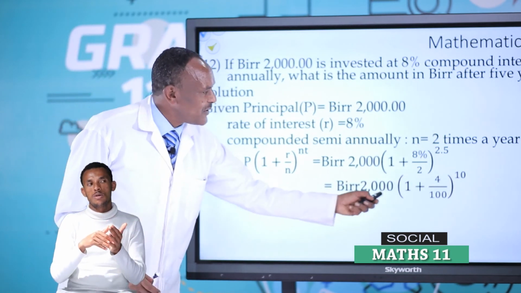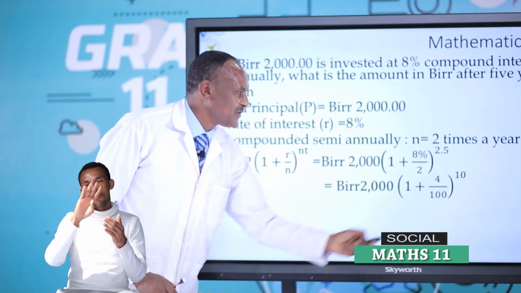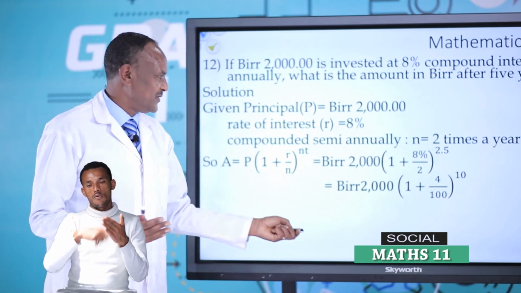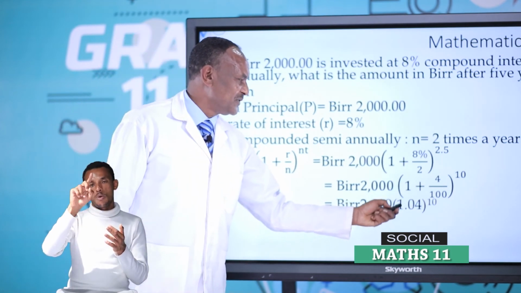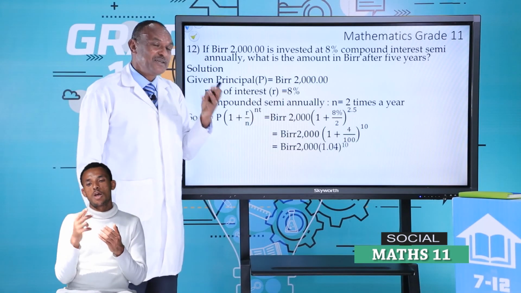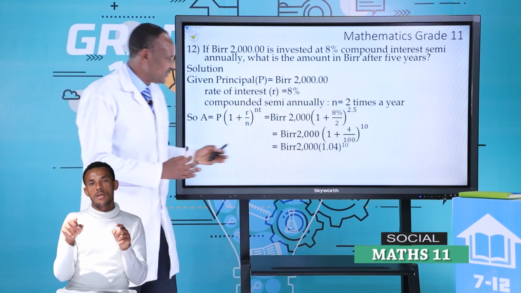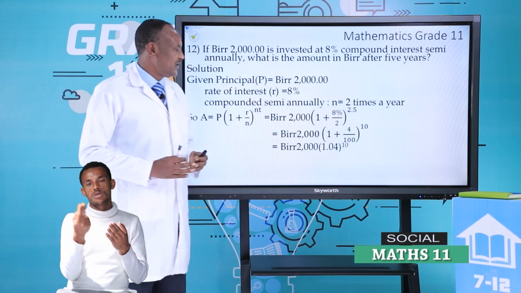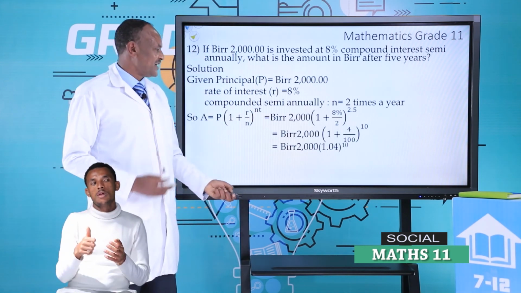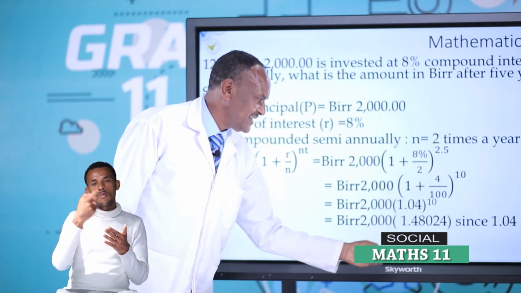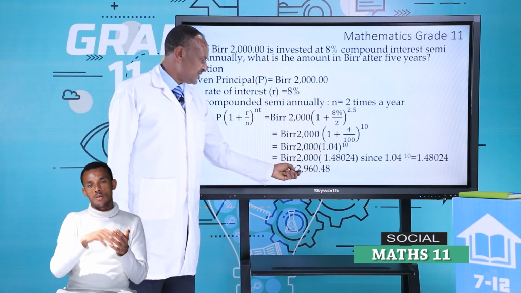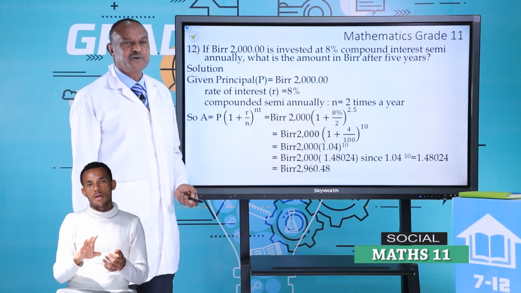You will get 2000 times 1 plus 8% divided by 2, which is 4 over 100, with exponent 10. Why? Because you are using it for 5 years. So you will get 2000 times 1.04 to the power of 10. This value can be calculated using a logarithm table given in your textbook, or by using the laws of logarithm, you can find the value of 1.04 to the power of 10. When this is simplified, you will get a value with 5 decimal places, and multiplying it, you will get birr 2960.48.